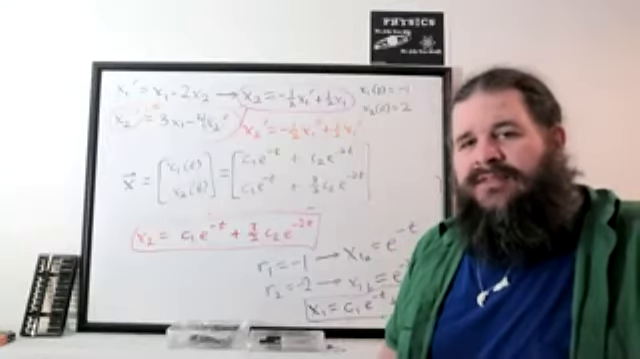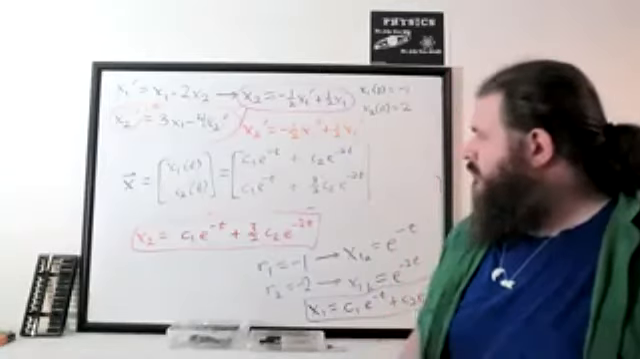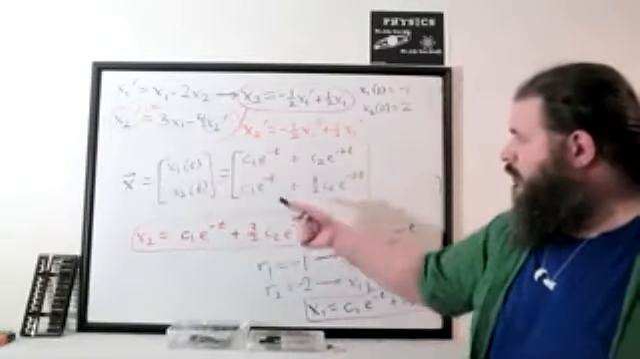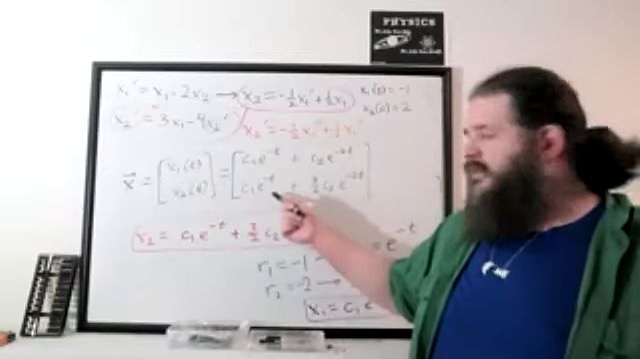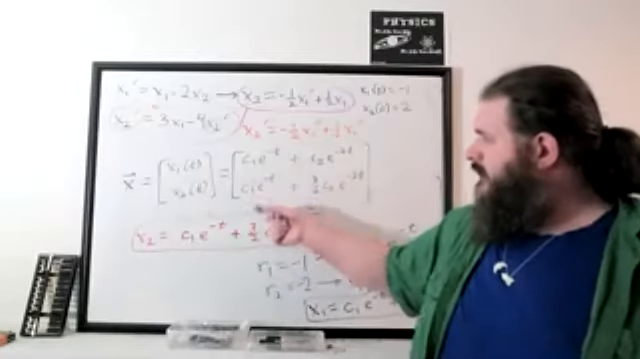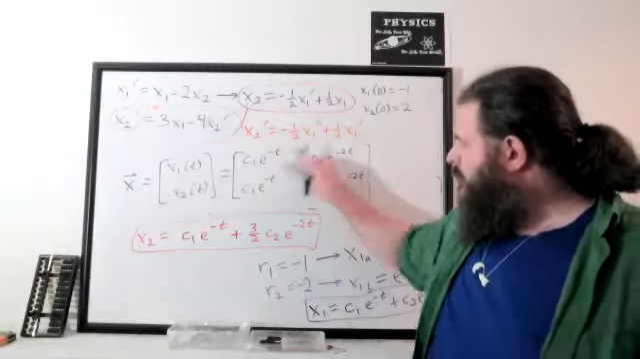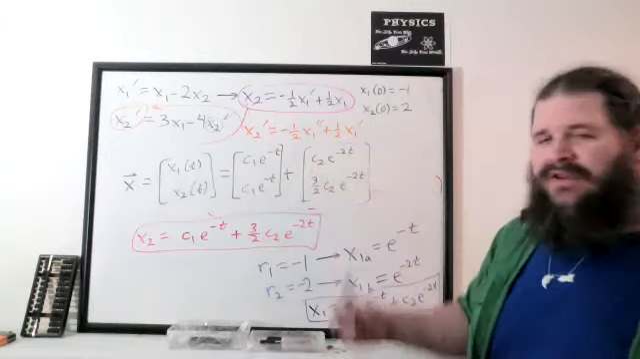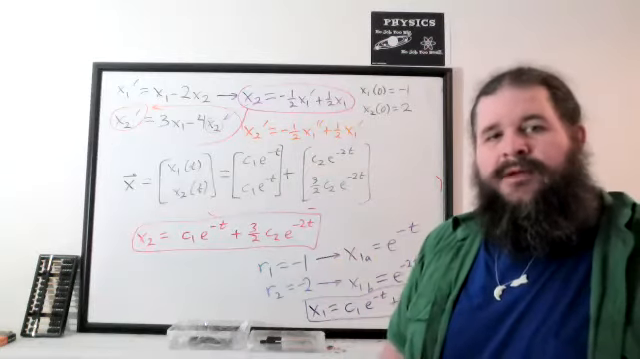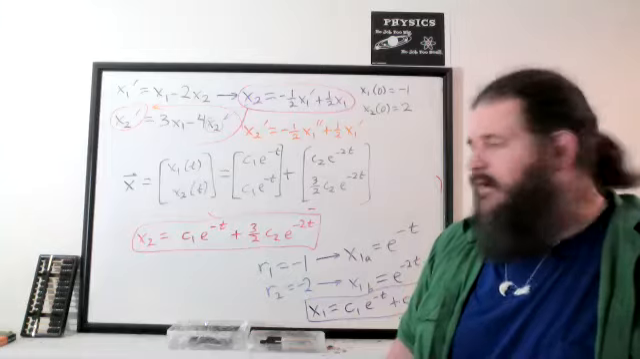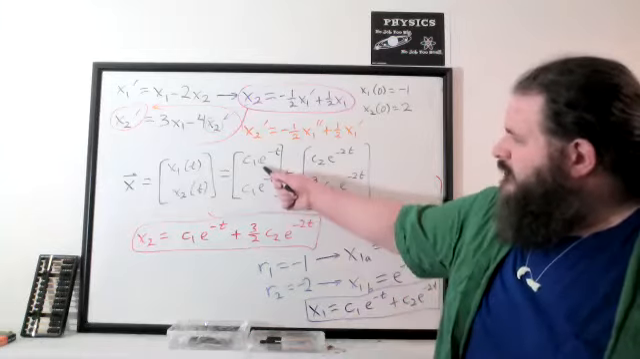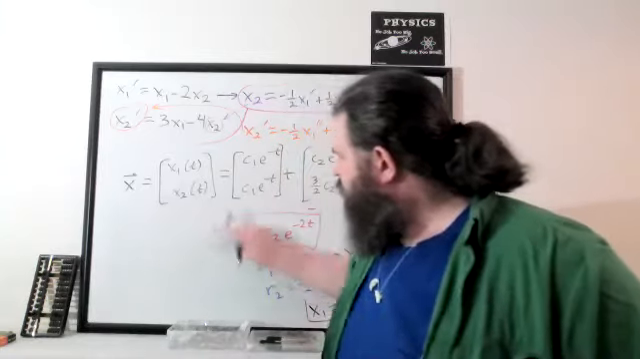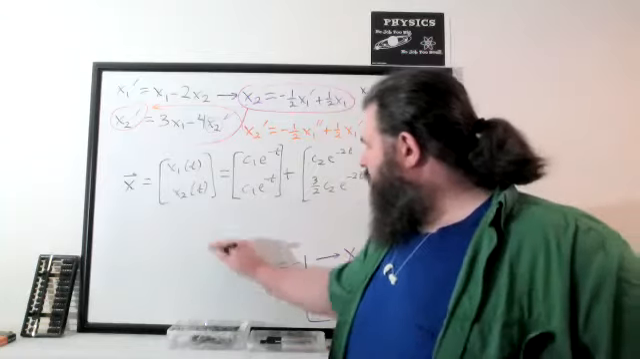But an even better way to write this is by splitting up the vectors. We combine both functions, essentially an x component and a y component, into one vector. But if we split this up based on type of function, like everything that has an e to the negative t plus everything that has an e to the negative 2t, we can now factor this a little bit more. Because in this case, we've got c1 e to the negative t in both of these coordinates. So we can factor that out.